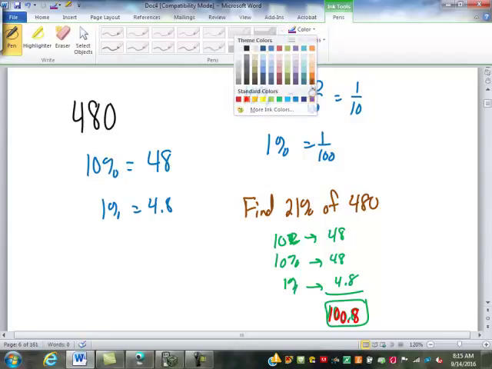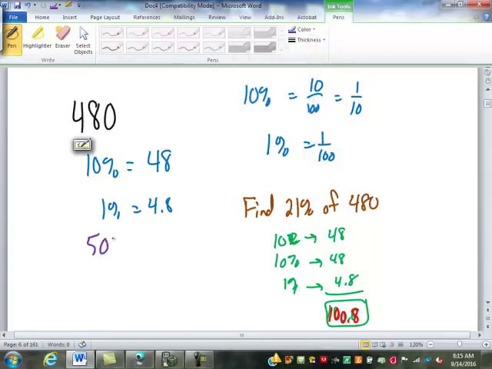Now there are other benchmarks, like 50%. 50% is just half. Some numbers it's easy to find half, some numbers it's not. 480 isn't too bad. What's half of 480? 240. So there's 50%. 5% isn't too bad. 5% you can think of as 1/10 of the 50%, right? 24. Or you can think of it as half of the 10%. Half of 48 is also 24. So you can actually do both if you want to double check.